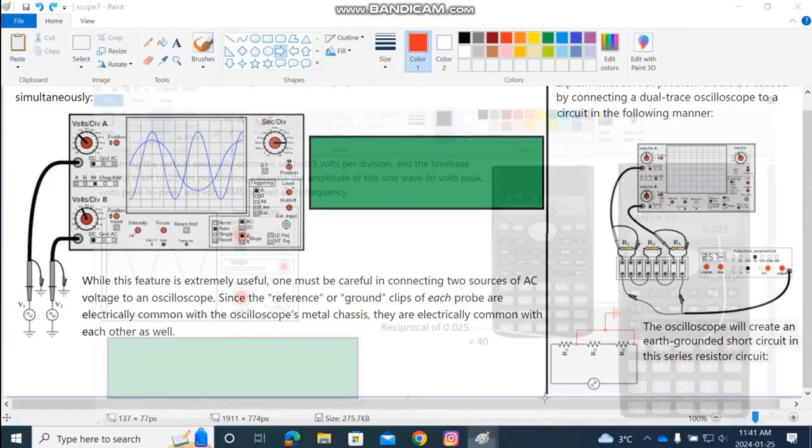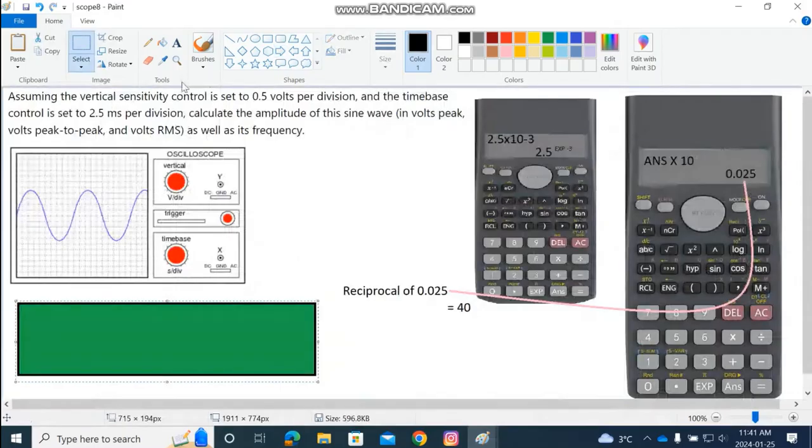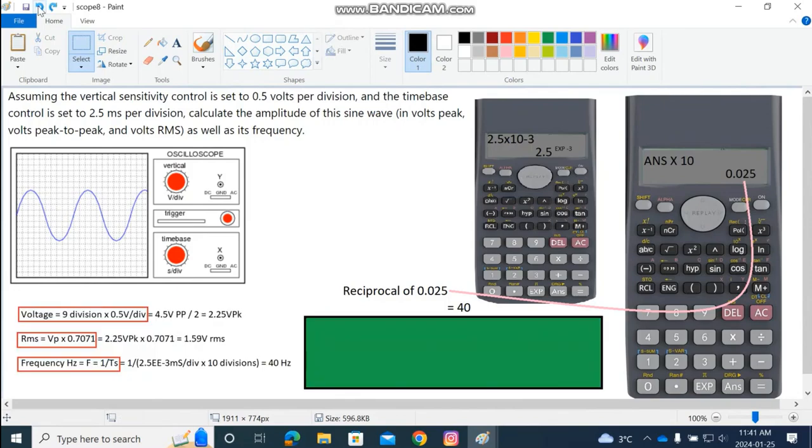Scope number 8. Assuming the vertical sensitivity control is set to 0.5 volts per division and the time-base control is set to 2.5 milliseconds per division, calculate the amplitude of the sine wave in volts peak to peak, and volts RMS as well. The formulas I provided on your lab are there for you.